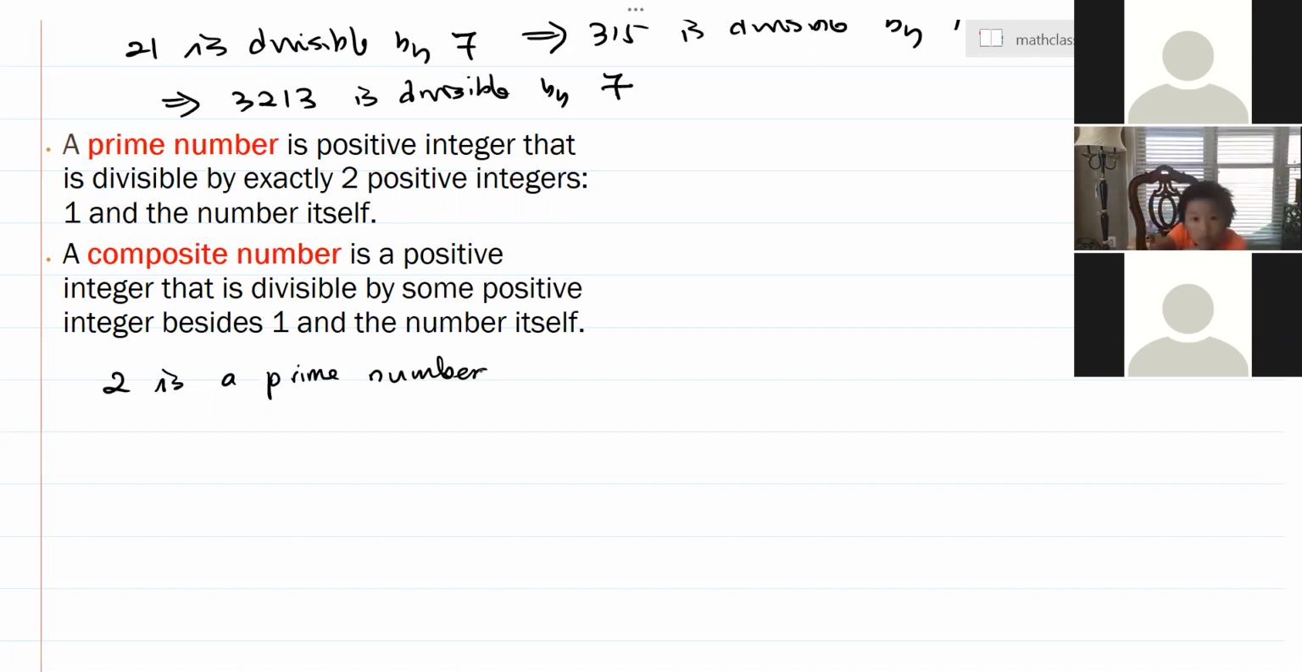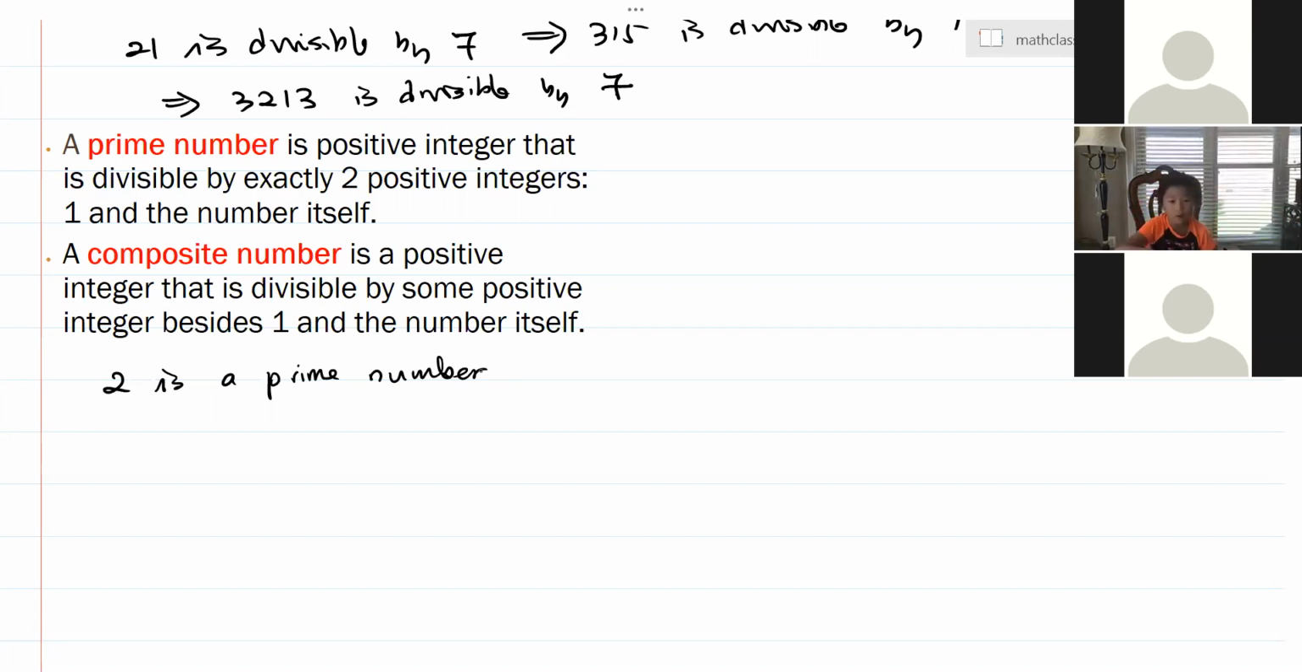A composite number, roughly speaking, is a number which is not a prime number, right? So it's a positive integer that is divisible by some positive integer besides 1 and the number itself. So it's just not a prime number. Right, so 2 is a prime number. This is a very important fact.